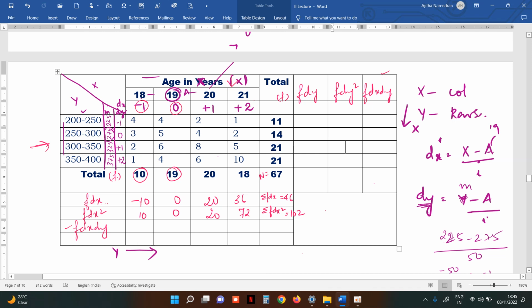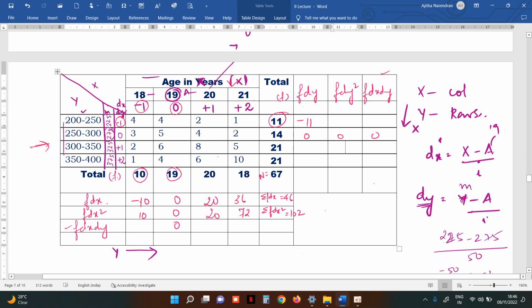How to compute f dy, fine. So in order to compute f dy, what you have to do? This is your dy, and this is your f. Just multiply it. Minus 1 into 11 is minus 11. This portion all will be 0, okay, that you will come to know. 0 into 14 is 0. All values will be 0.